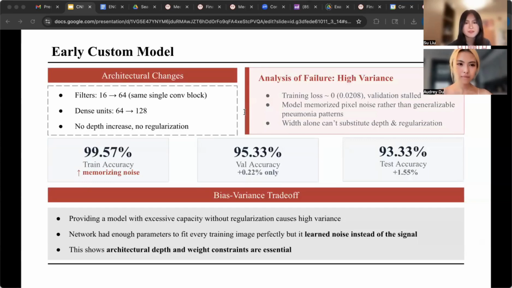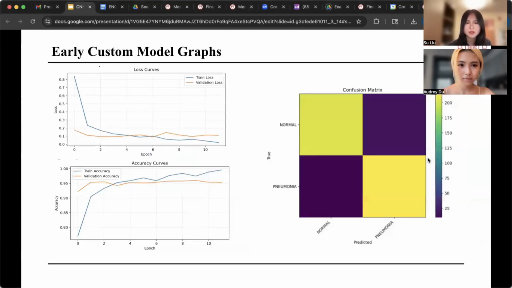This showed a very good example of high variance, where the model had enough capacity to memorize every training image, but learned a lot of noise instead of generalizable patterns, and was a pretty big failure on our part. In the graphs for this model, the training loss collapses to nearly zero while the validation loss was flat, showing an overfitting model. Next, I'll be passing on to Audrey.